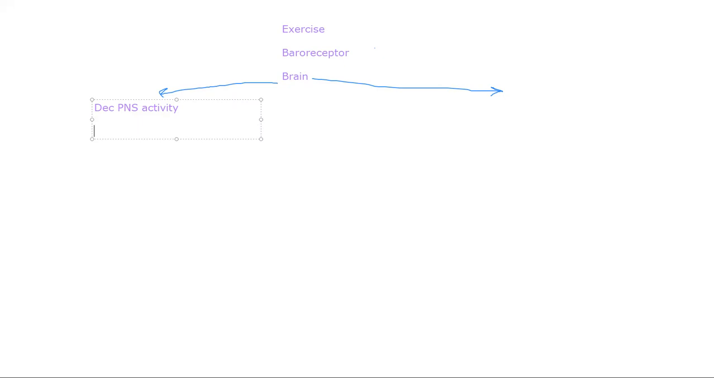How is the PNS going to act here? Vagal nerve. Decreased vagal tone, which acts on the SA node. And how does the SA node respond to a decrease in vagal tone? Increases heart rate, which will cause an increase in cardiac output, which will then cause increased blood pressure.